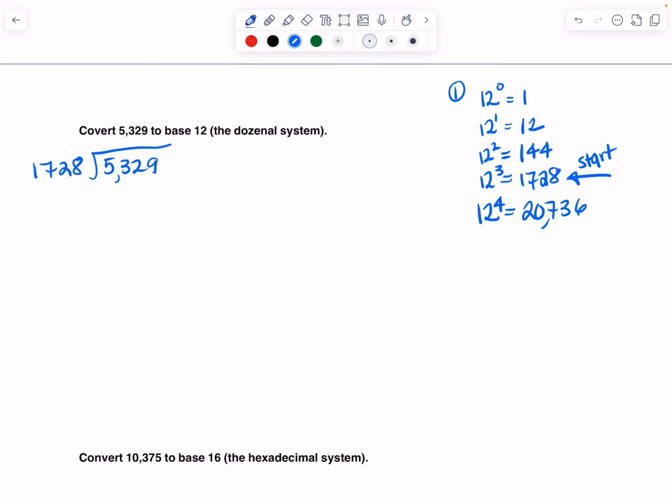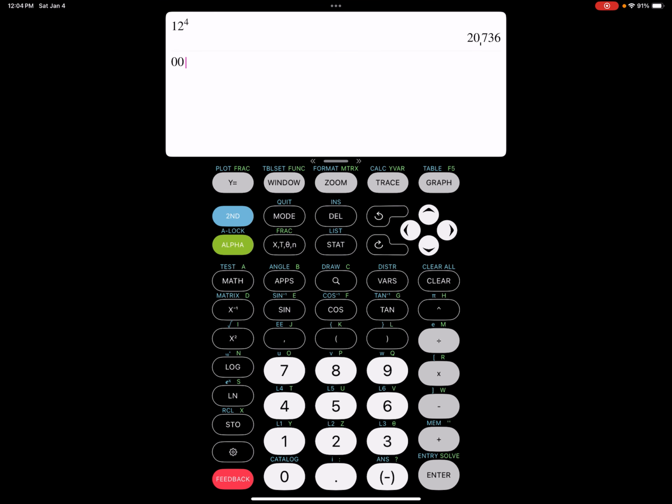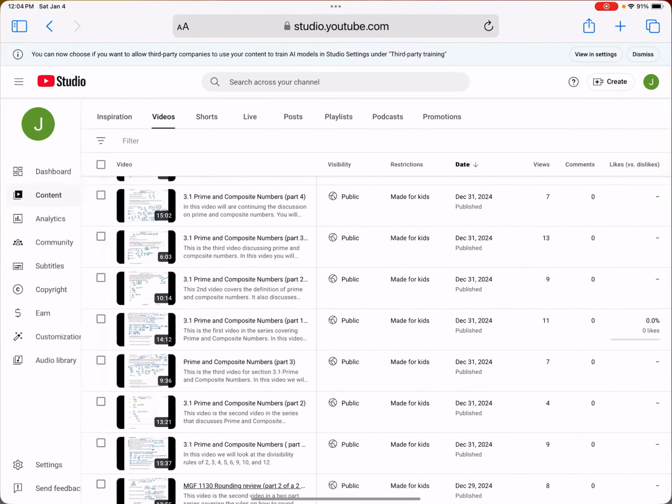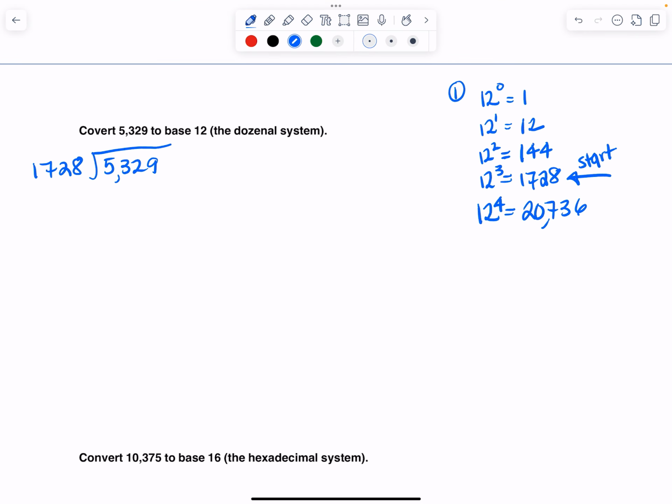So just to help me out, I'm just going to write this out on a piece of paper because these numbers are big. Okay, so 5,329 divided by 1,728. And when I do that, I get 3.08. Okay, so again, we're going to ignore the 0.08 and use the 3. Okay, so this is my first number I'm going to use. Okay, so what I'm going to do is now take 3 times 1728.